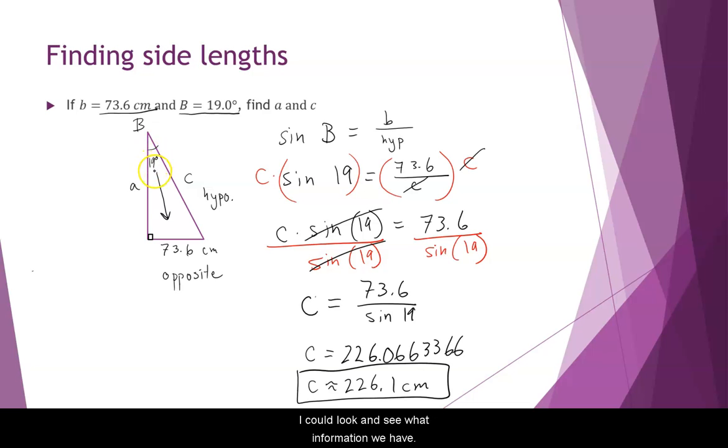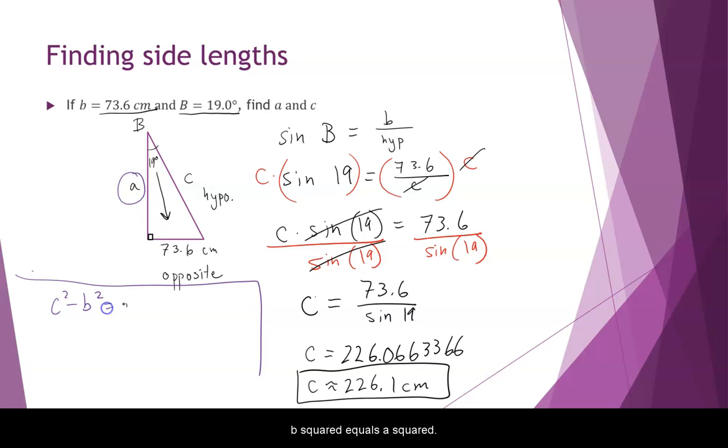I could look at, see what information we have. We'd be working with the opposite and the adjacent, which means I'd be working with a tangent function of angle B. But using the Pythagorean theorem might be a little bit easier. To find side length a, I know that c squared minus b squared equals a squared. So a equals the square root of c squared minus b squared.